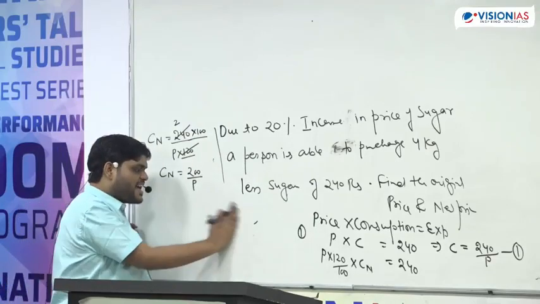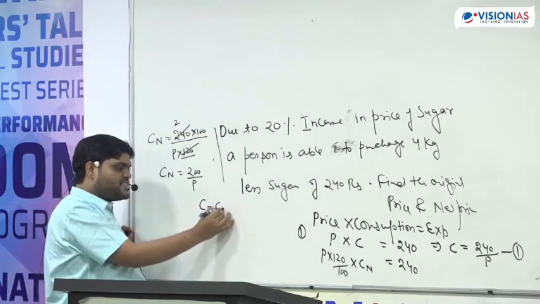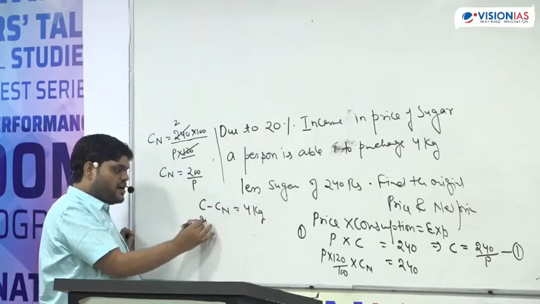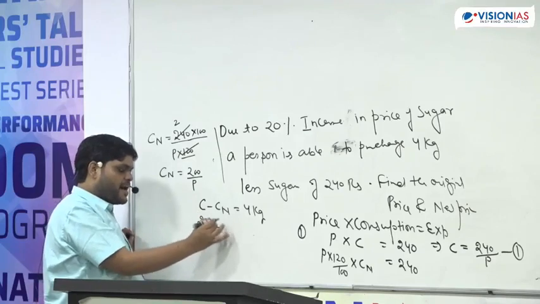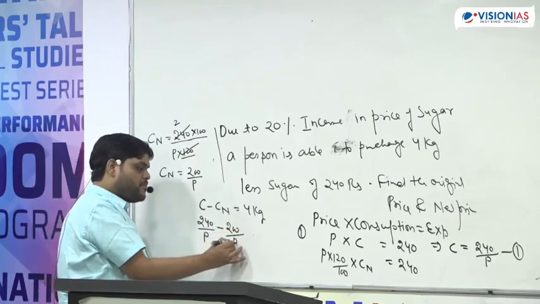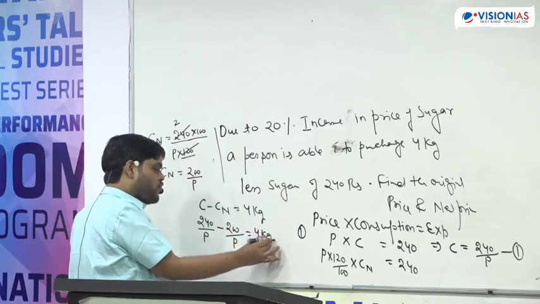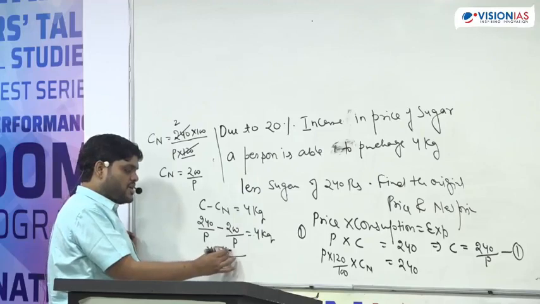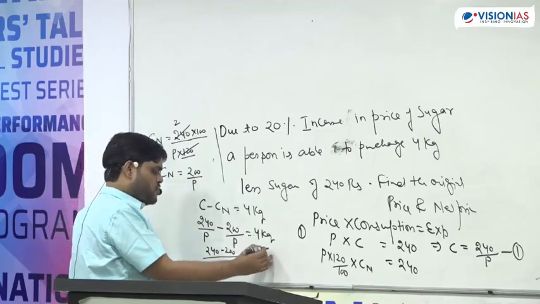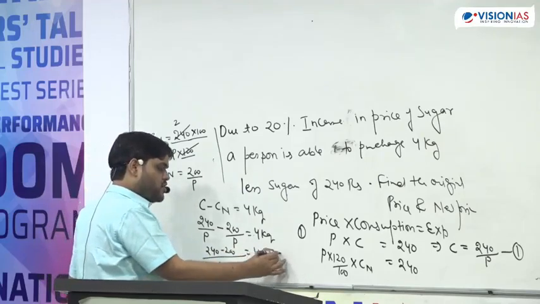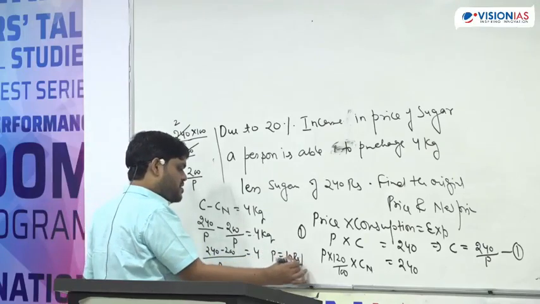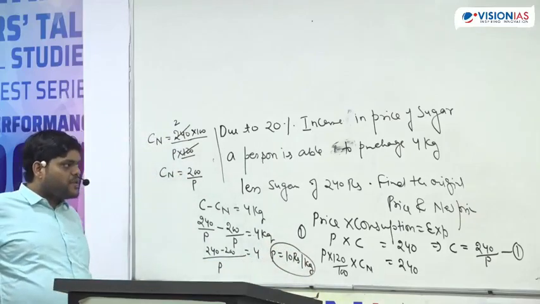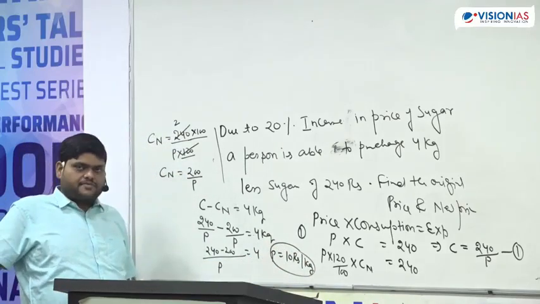That means from here I can say that C minus Cn is equal to 4 kg. What is the value of C? 240 upon P minus Cn, which is 200 upon P, is equal to 4 kg. If I take P as common, this becomes 240 minus 200 is equal to 4. So P is equal to 10 rupees per kg.